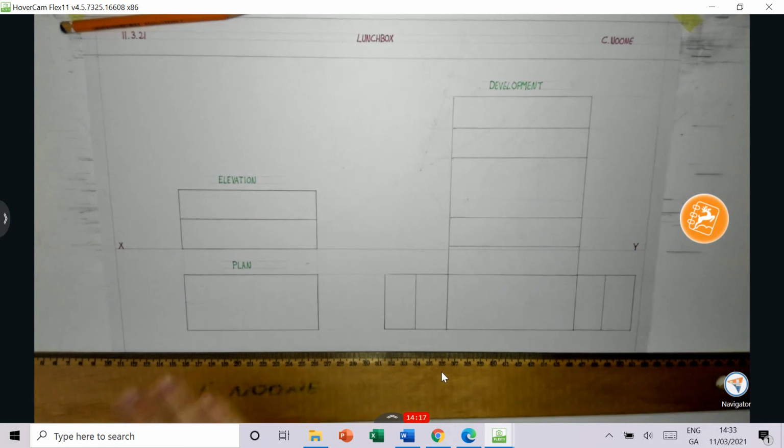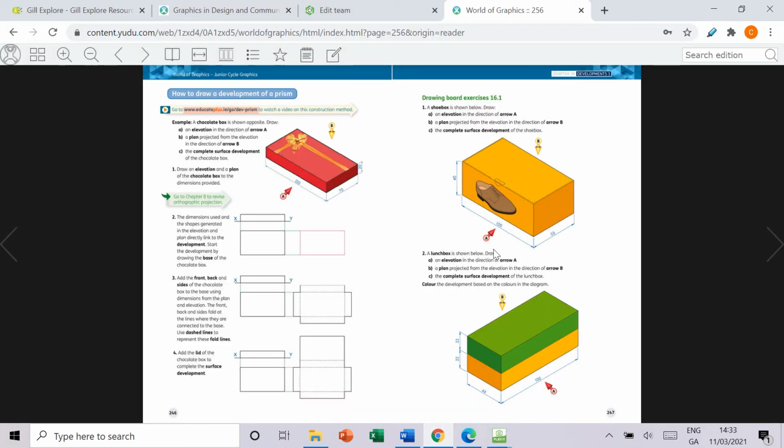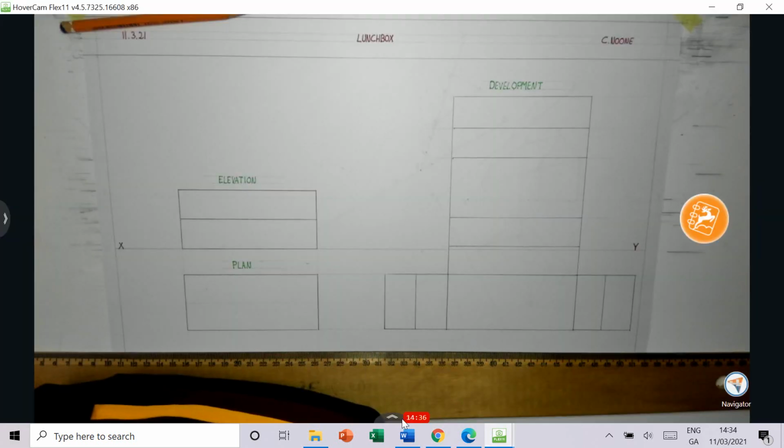Okay, so the final thing I need to do now is to colour this plan, as it says in the question. So colour the development based on the colours of the diagram. So we see that the top half is a green colour and the bottom half is a orange or yellowy colour. Okay, so we need to go back to our drawing now and we need to shade that accordingly.